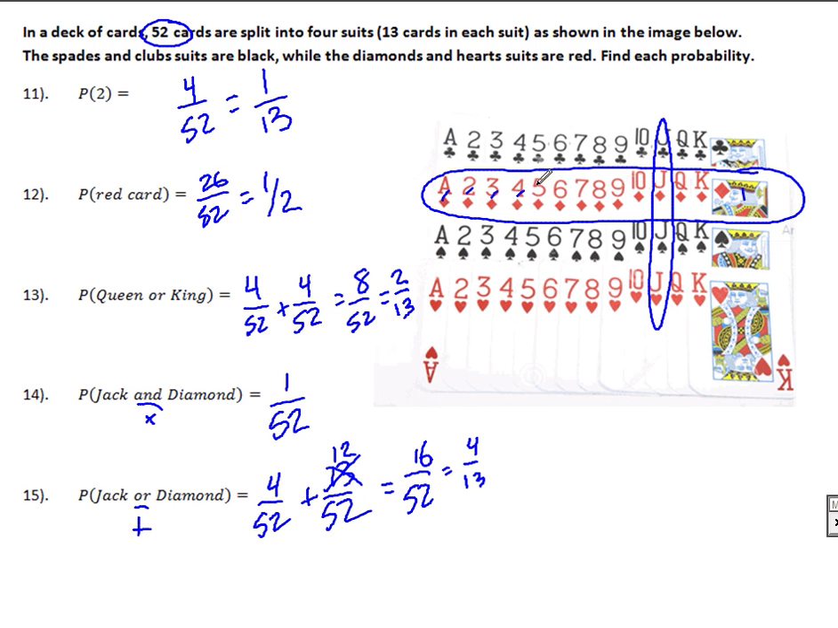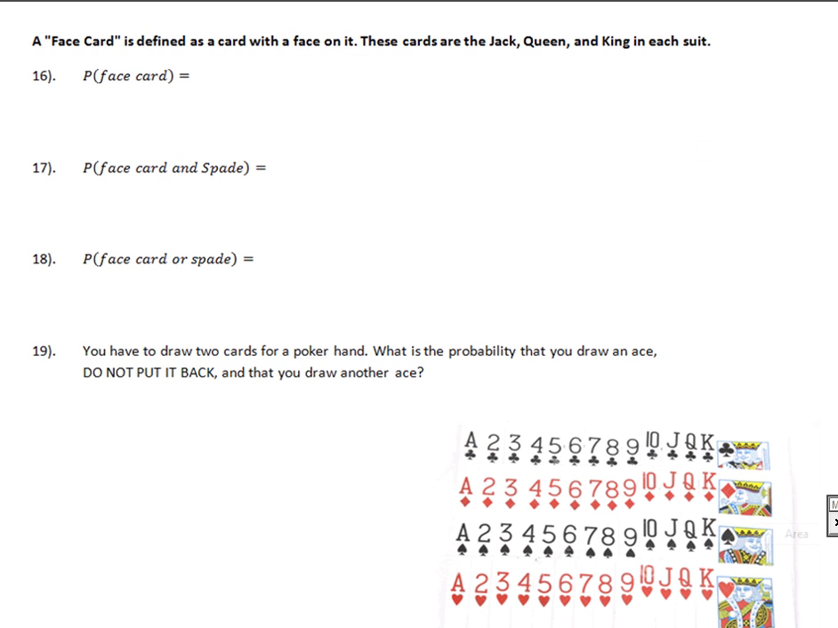Other way you can look at it, just literally mark them off. 1, 2, 3, 4, 5, 6, 7, 8, 9, 10, 11, 12, 13, 14, I already counted that, 15, 16 different cards out of 52 that will work. When all else fails, write them out or draw them out, or in this case they're already drawn out for you, so just mark them straight off to find your answer. Next set is talking about face cards.